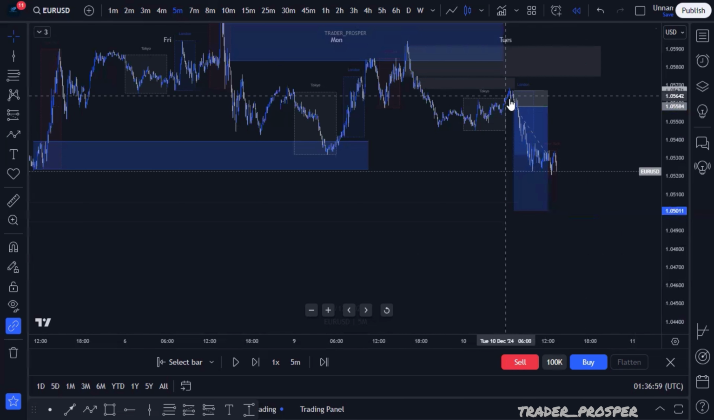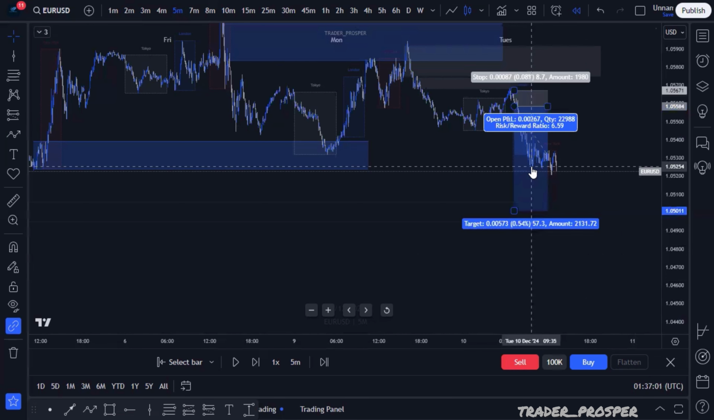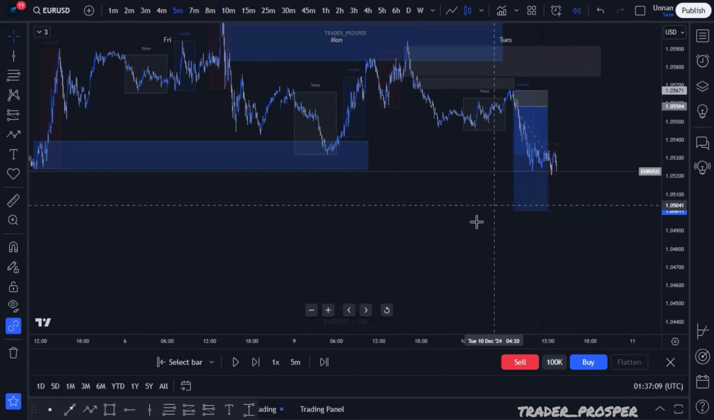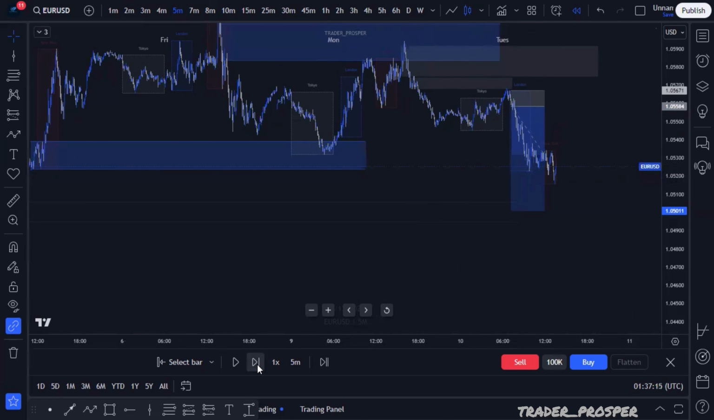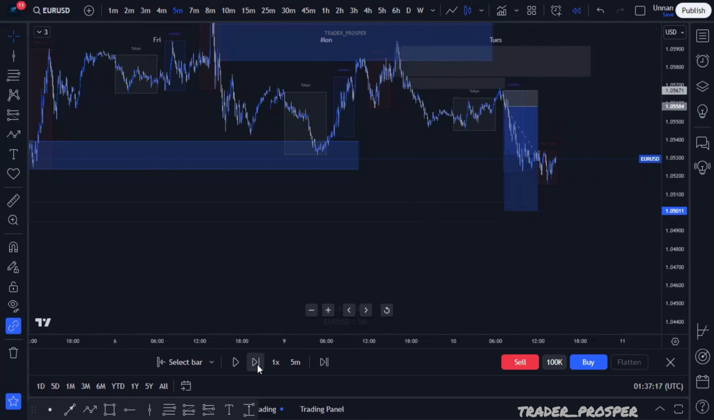Now, since price already did some 1 to 3%, you can take 50% off from this trade, right? Securing 50% of your capital, and leave the remaining 50% to run onto the final take profit. Let's see if that's what happened.